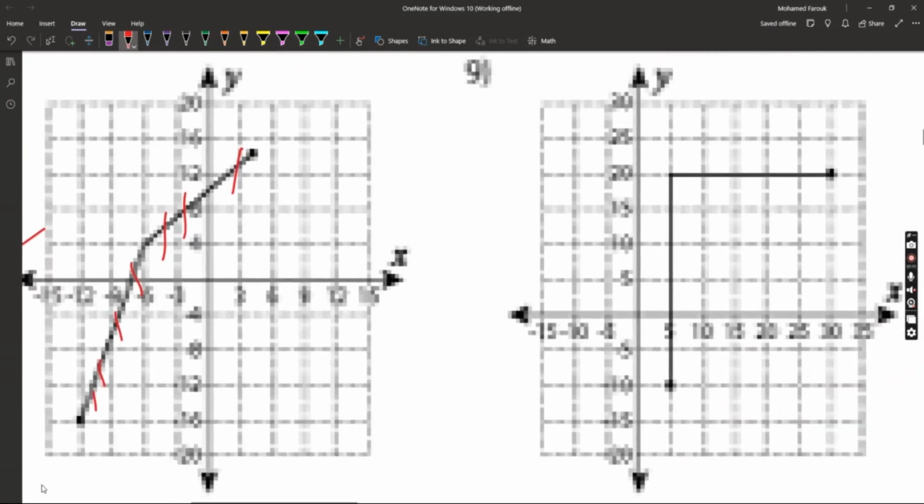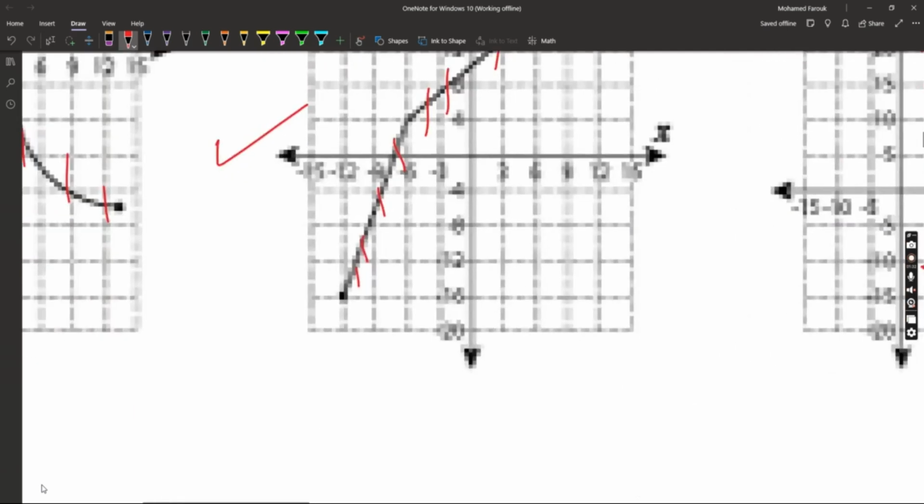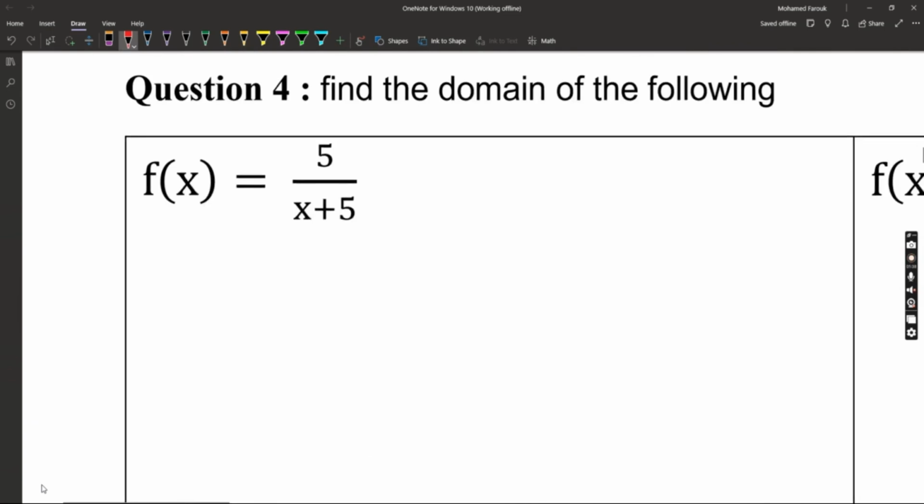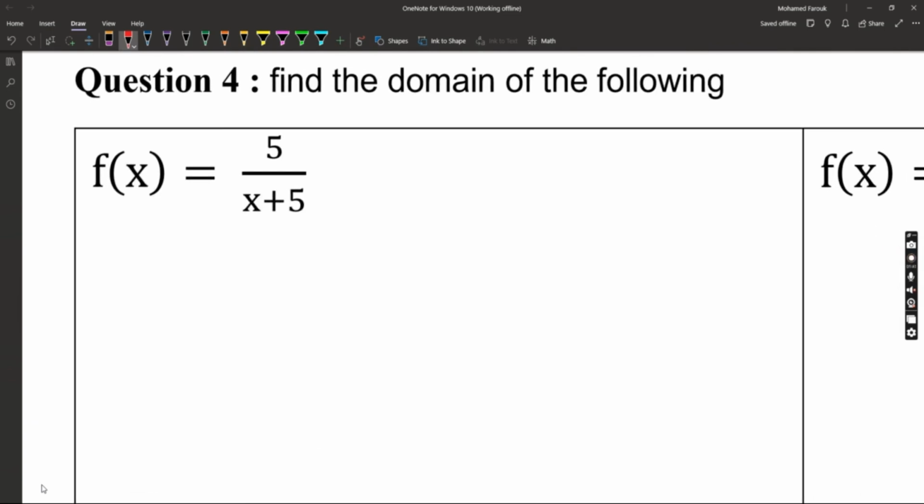This one is not a function, and lots of you were confused about this one. If you draw a vertical line exactly at 5, you will find that this vertical line coincides with this line segment at an infinite number of points. It's a line segment with infinitely many points, so it's not a function. This one's not a function. You have a vertical line already drawn for you, so it's not a function. Not a function.